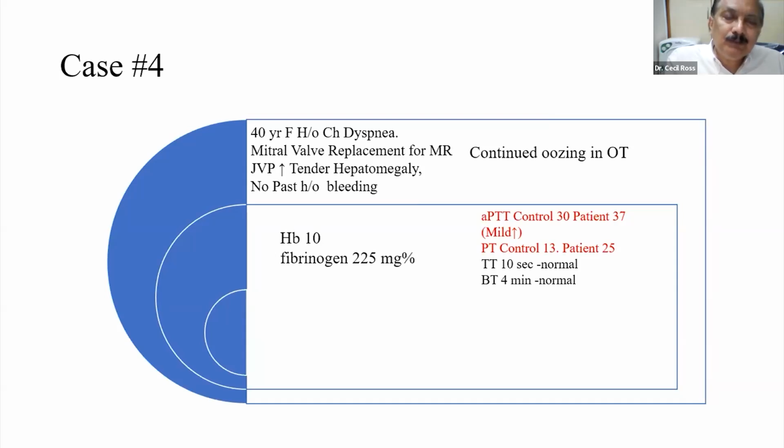So you are on board. You take the call, and they have done these tests. Hb is 10. Fibrinogen is normal because the cardiology fellows do this. APTT is mildly prolonged. PT is prolonged, significantly, double. Thrombin time is normal. Bleeding time is normal. The patient is on the table, is open, and there is continuous ooze on the table. What will you do? What will you advise? What will be the thought process? Anybody?